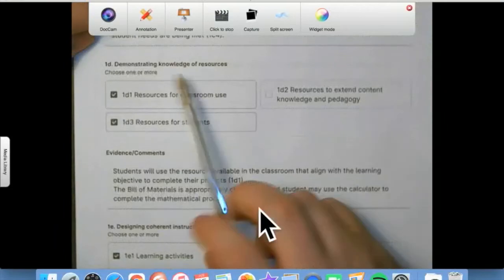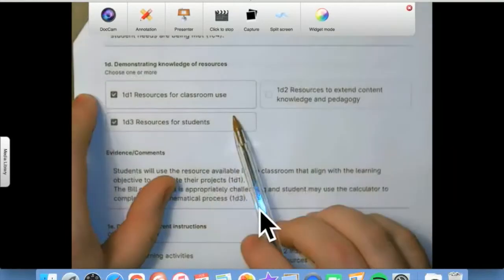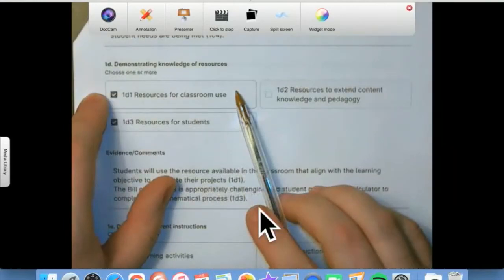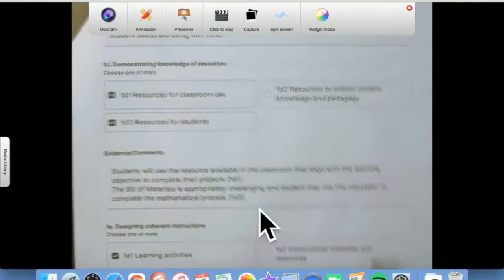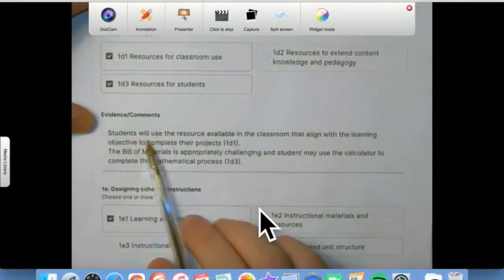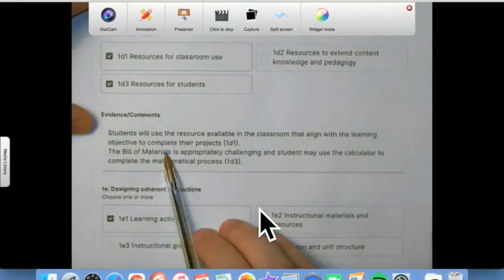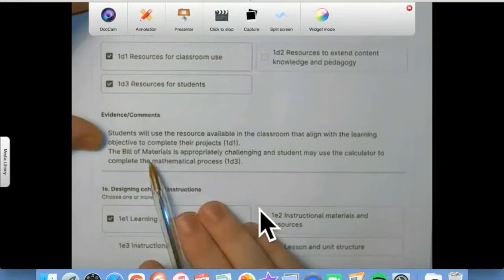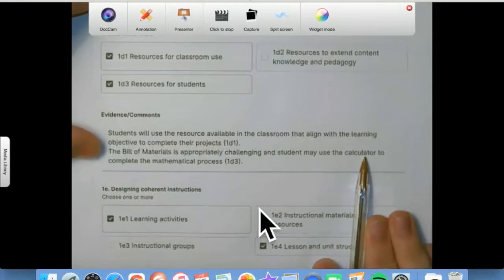Okay, demonstrating my knowledge of resources. So this is looking at what's in my classroom, right? Do I have resources that I can use in the classroom to do this? Do the students have resources? Do they have access to them? Do I have access to them? So if I look down here, here's how it was proven. Okay, the resources are available in the classroom and align with the standards. Okay, so they have calculators, physical worksheets, something to write with, all those things. Right. The bill of materials, it's appropriately challenging, and the students are allowed to use calculators to complete the math.